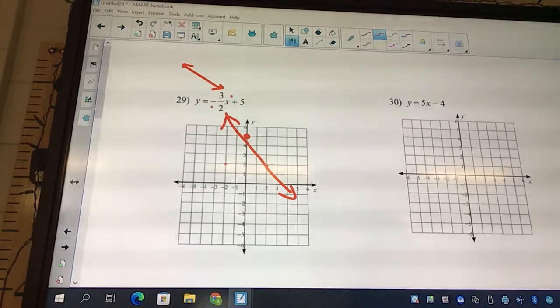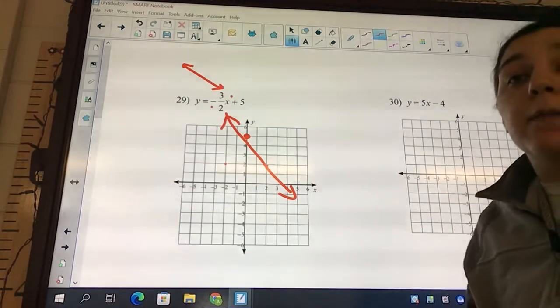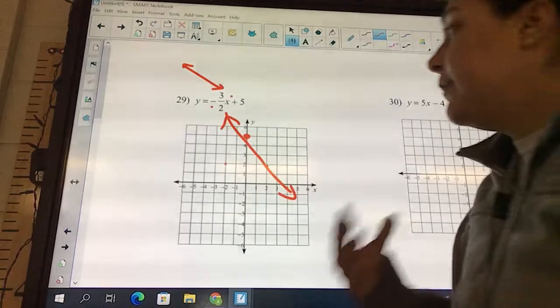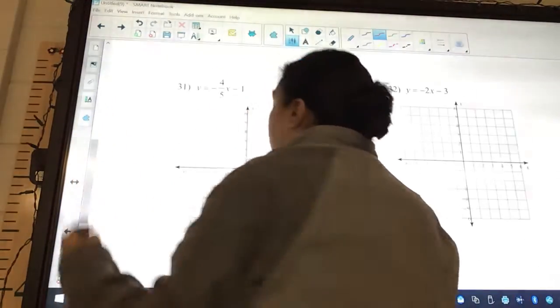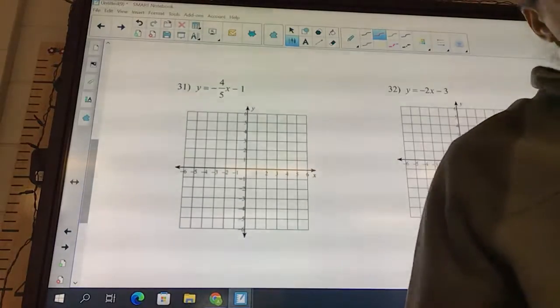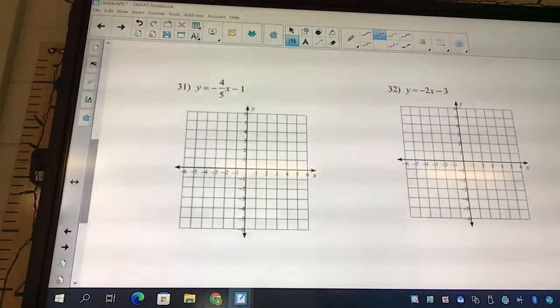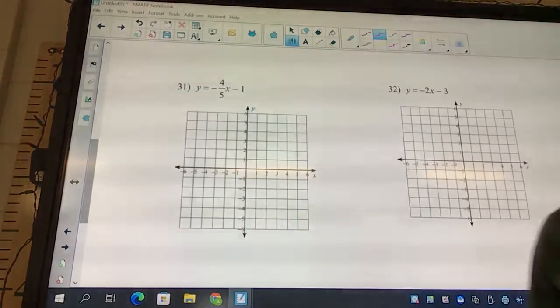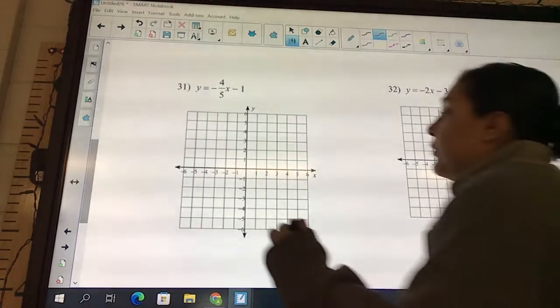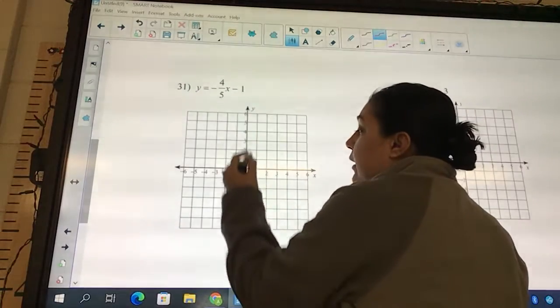Okay, take a second, pause the video and do number 31. Okay, and see if you're doing it right. I keep telling you guys to pause the video and hopefully that you are and trying to do them because I am not there to be able to self-check it and make sure you're doing good. Okay, so think about what do we plot first? Well, we plot our y-intercept first, and so we go to the y line and we go to -1.